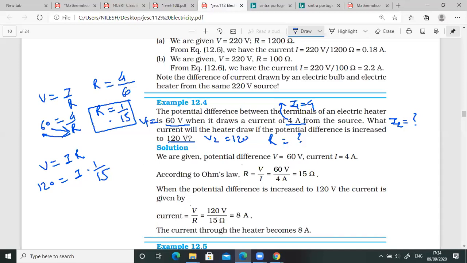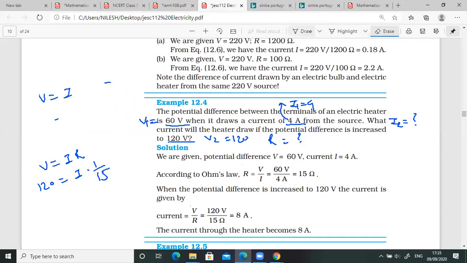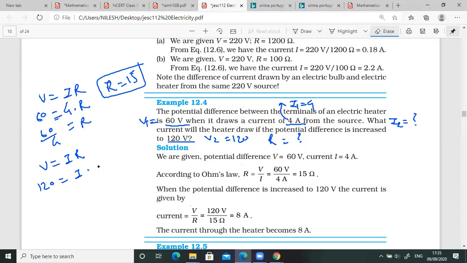Sir, R will be 15, na? Yes, sorry, by mistake it happened like this. You are right, exactly right. V is equal to IR, not I upon R. So 60 is equal to 4 into R. 60 upon 4 is R. So R is 15. And once you get the value of R, put it here. 120 into 15 goes there. 120 upon 15 gives you I, that is 8 amperes. 15 8s are 120. Yes or no?